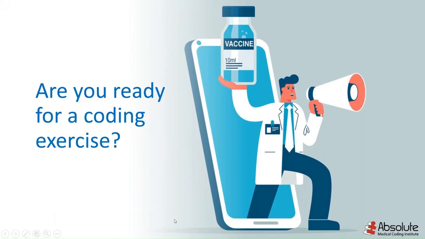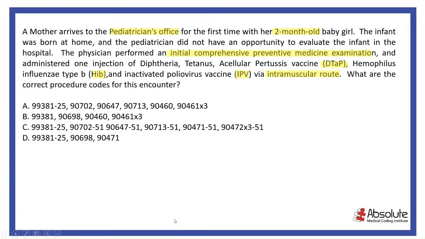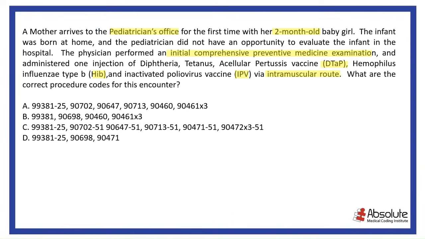Yes, let's do it. Okay, so this is your first coding exercise for the day, and let me start by reading the last portion of the question and the options first. So what are the correct procedure codes for this encounter? Option A, 99381 with 25 modifier, 90702, 90647, 90713, 90460, 90461 times 3.